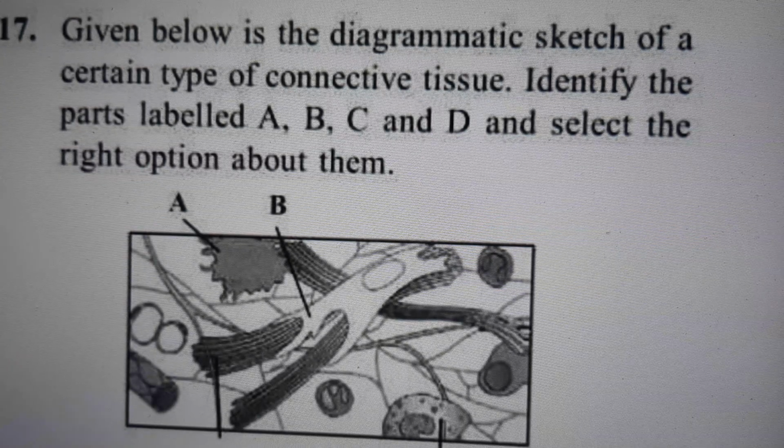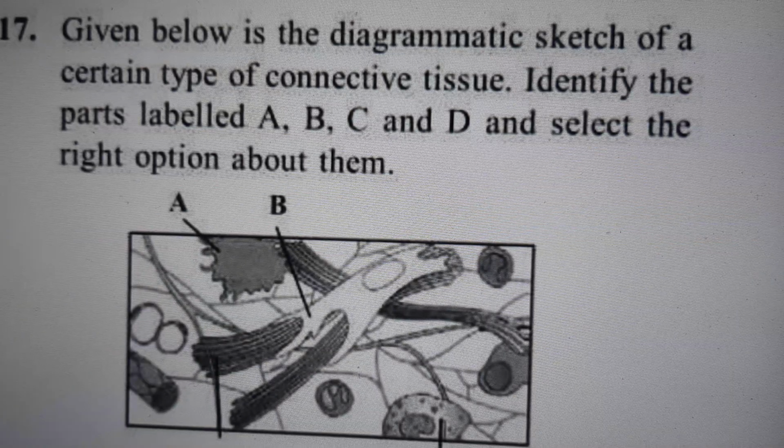It says, given below is the diagrammatic sketch of a certain type of connective tissue. Identify the parts labeled A, B, C, and D and select the right option about them.